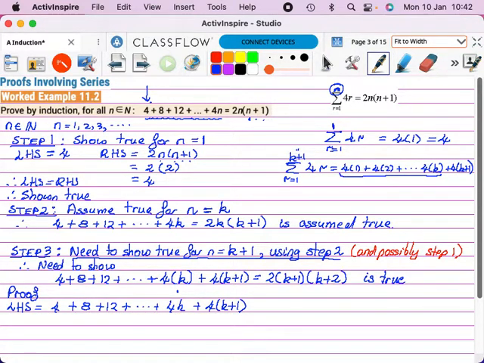So there's my first line of my proof. I'm focusing on the left-hand side. Now this is the clever bit, because if you read your title, it says, need to show true for n equals k plus 1 using step 2. Well, let's take one hard look at step 2. Isn't this step 2? Yes, it is. Can you not see that step 2 is here? And what do we know about this? We're assuming it's equal to this.